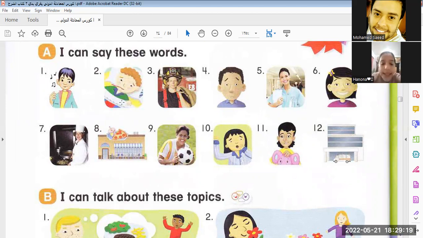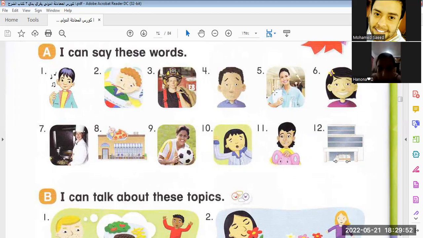Sick. He is sick. Sick: adjective or noun or pronoun? Adjective. Amazing. Number three? Firefighter. Noun. Amazing. Number four? Sad. He is sad. Adjective. Amazing. Number five?